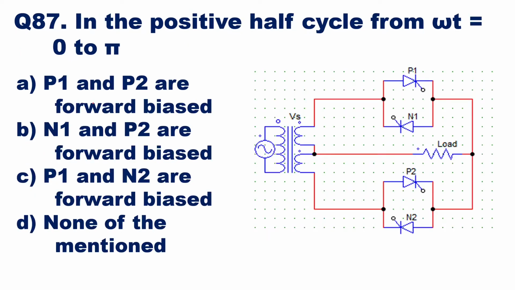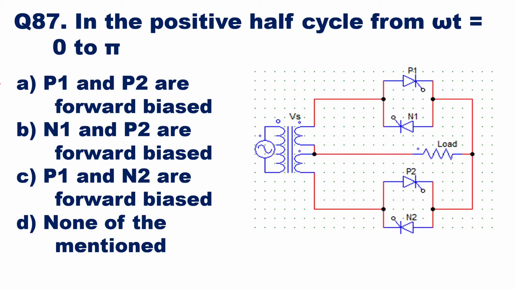So in the positive half cycle, that is from omega t equal to 0 to pi, which of the mentioned SCRs will be forward biased? Option A is P1 and P2 will be forward biased. Option B is N1 and N2 will be forward biased. Option C is P1 and N2 are forward biased, and option D is none of the above.